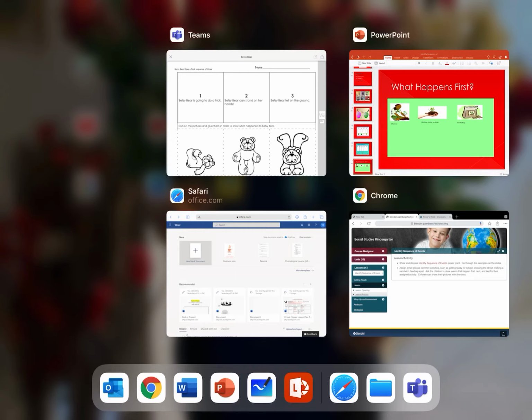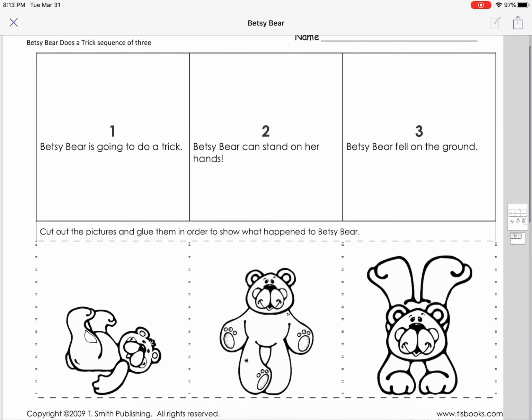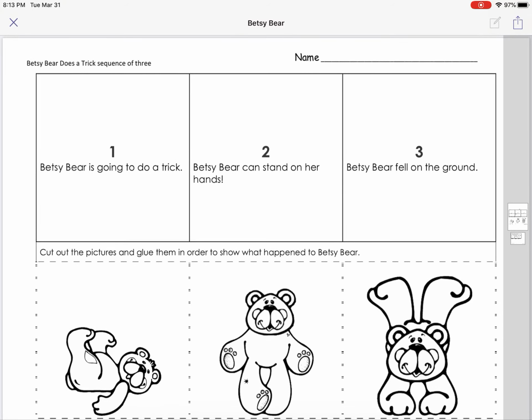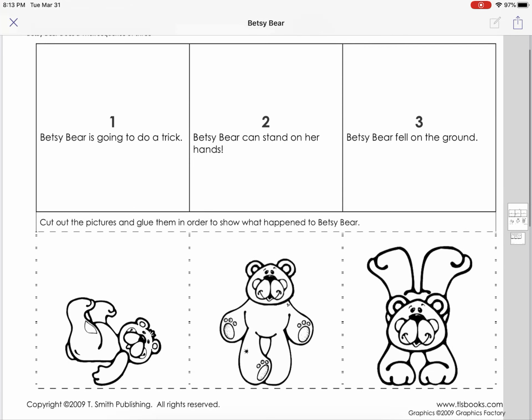I'm going to show you what you have to do. There is an activity that you have to do. It's called Bestie Bear Does a Trick. And it tells you, number 1, Bestie Bear is going to do a trick. Look at the pictures. Number 2, Bestie Bear can stand on her hands. Number 3, Bestie Bear fell on the ground. So I'll read it again. Bestie Bear is going to do a trick. Bestie Bear can stand on her hands. Bestie Bear fell on the ground.